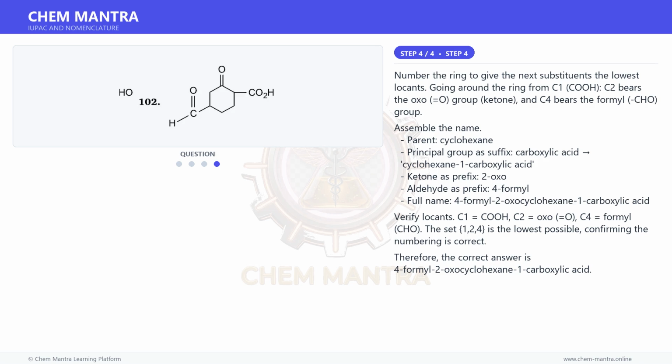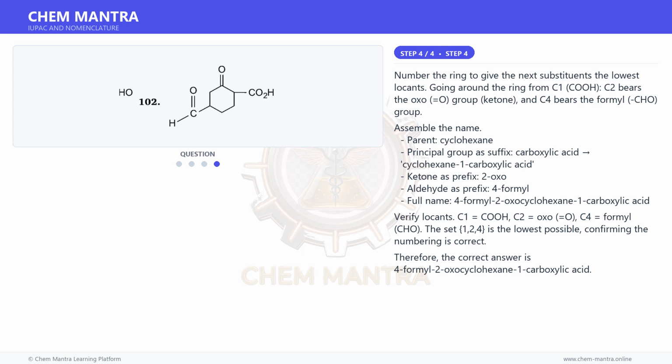And for the final step, number the ring to give the next substituents the lowest locants. Going around the ring from C1, C2 bears the oxo, =O group, ketone, and C4 bears the formyl, CHO group. Assemble the name.